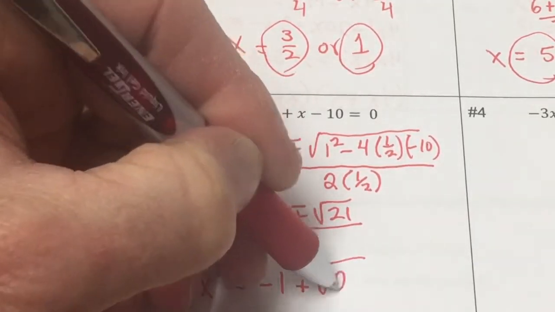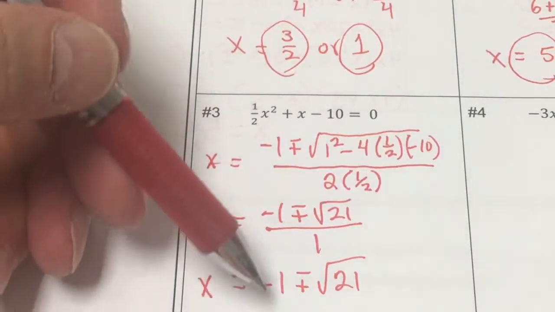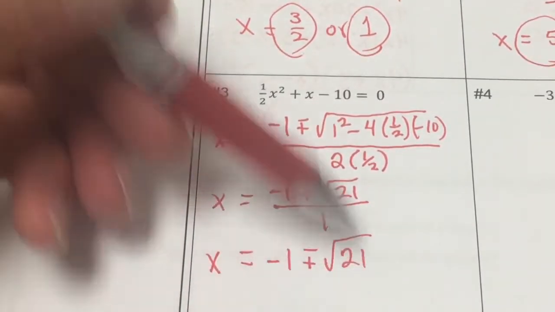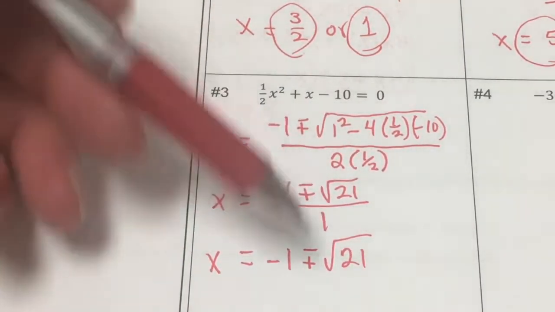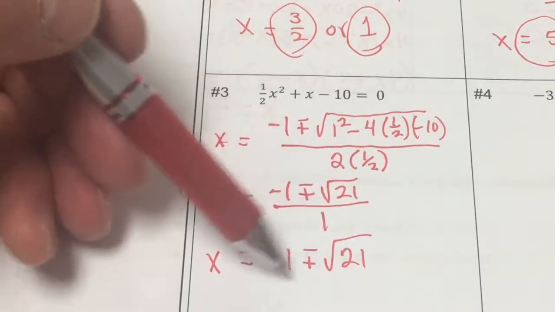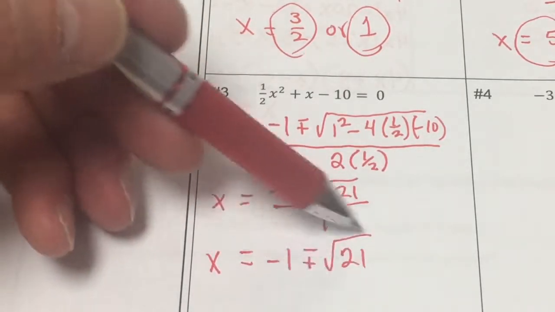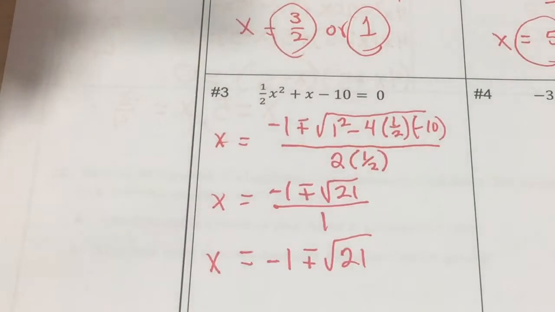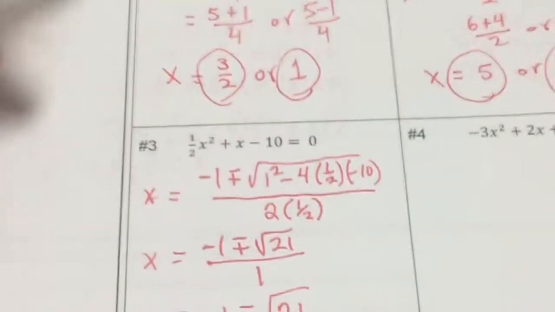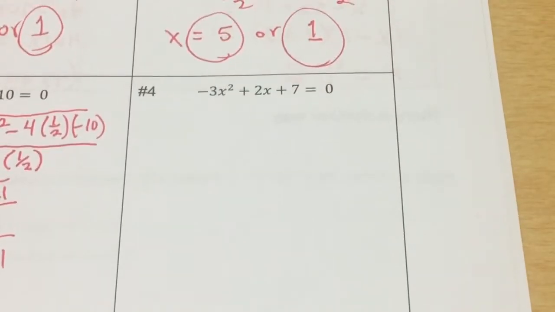If this was a word problem and we wanted a better context of what this number is, then we might approximate this by using this calculator to do the square root of 21. But we're not going to do that. Okay, number 4.